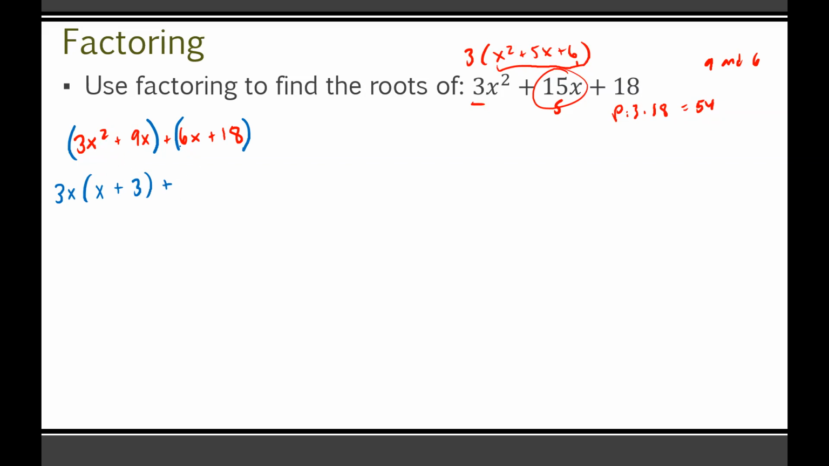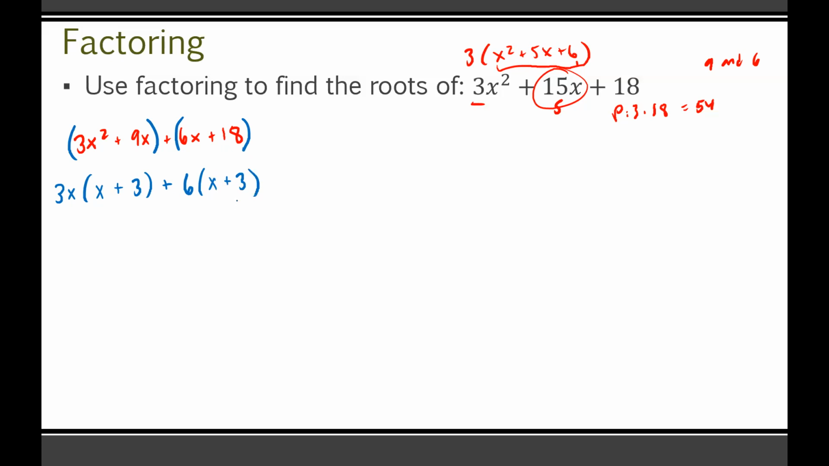Then plus, ask myself, what can I factor out of these guys? Well, I could take a 6 out of both of those. Not a 6x, just 6. So if I take 6 out of there, this is going to leave me with x plus 18 divided by 6 is 3.